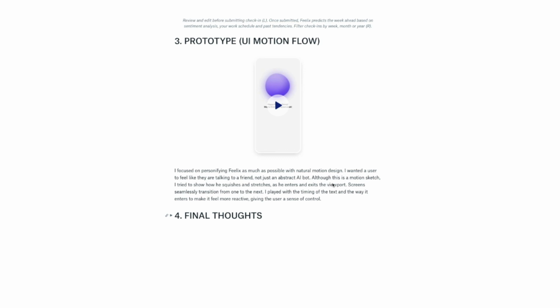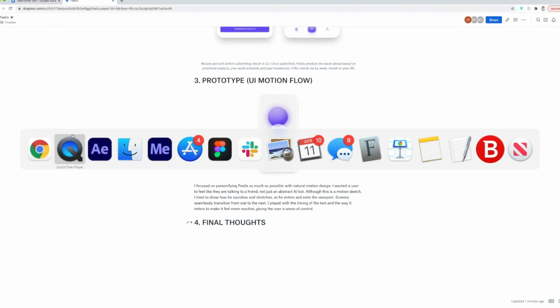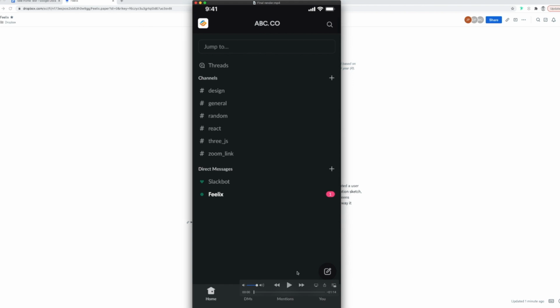And even though this is just a motion sketch, I tried to show how he squishes and stretches as he enters and exits the viewport. You see how the screens seamlessly transition from one to the next. So this feels really fluid, or at least that was my goal, to make this feel very fluid and engaging. And just playing with the timing of how things enter and exit the screen, making this experience feel very reactive to your input, which in my mind usually gives the user a sense of control, which usually benefits their experience. So I'm just going to play the actual render rather than playing it inside of Dropbox because the quality is a little better.